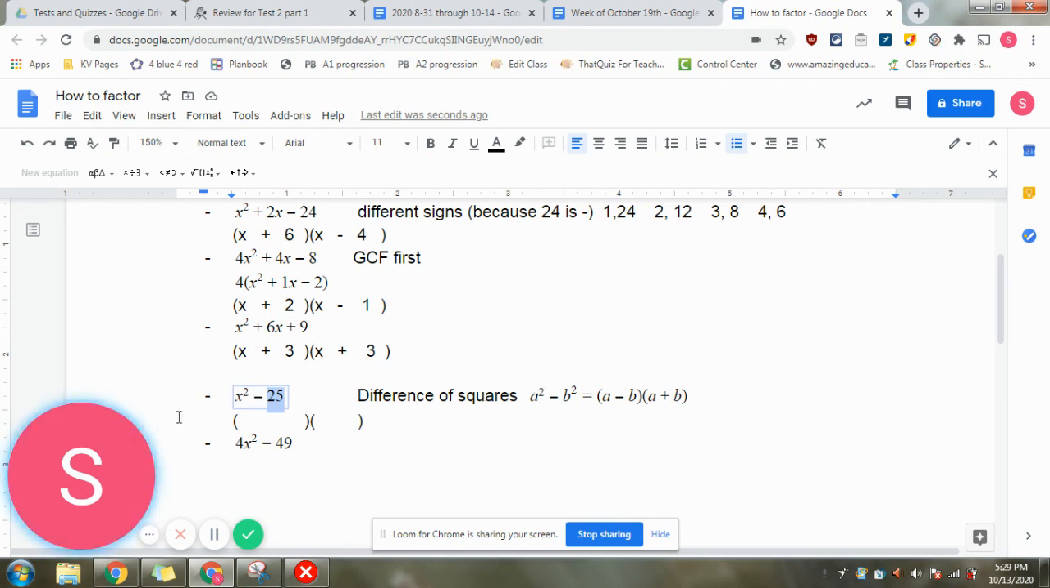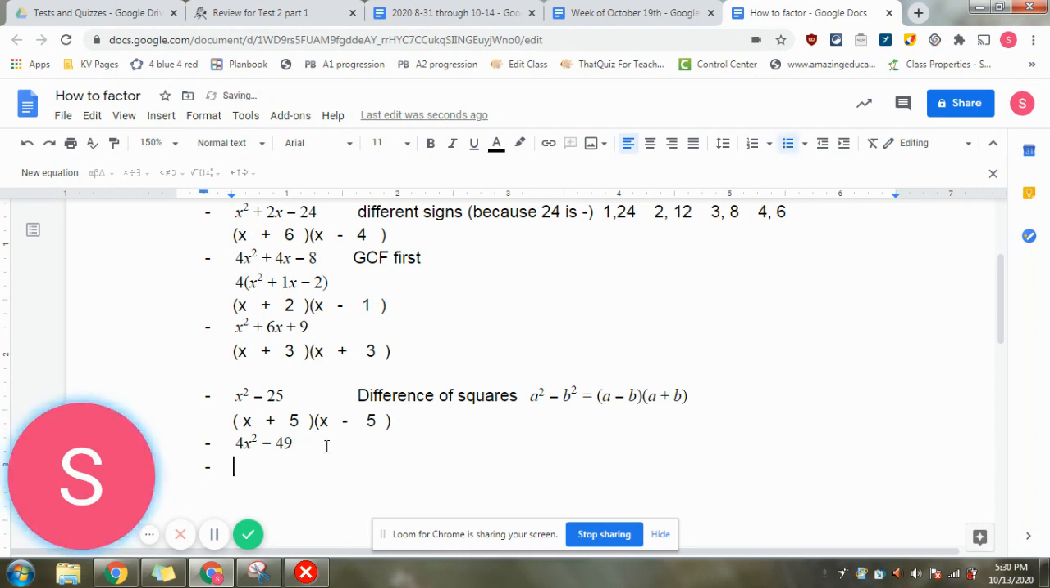So instead of a squared, we have x squared. So we're looking for two numbers that will multiply by itself to give you x squared. Well, that has to be x and x. And two numbers that multiply to give us 25, the same number times itself to give you 25, has to be a 5 and a 5. And then the way the formula works is one will always be minus and one will always be plus. So it doesn't matter which one you put where. So x plus 5 and x minus 5.